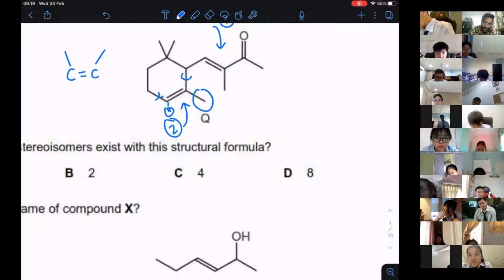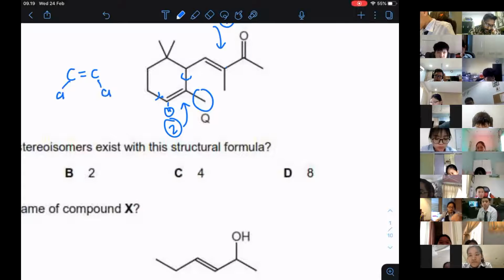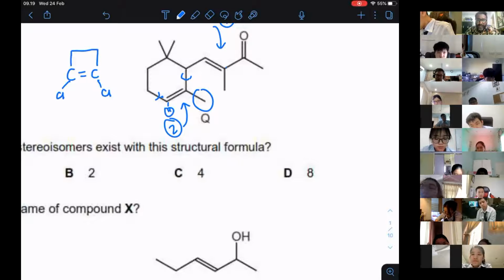Let's say I put Cl here, and I put something like this. These two groups on the carbons, they are connected. Now, if they are connected, do you think there is a way to change the position of the groups that are interconnected to that double bond?